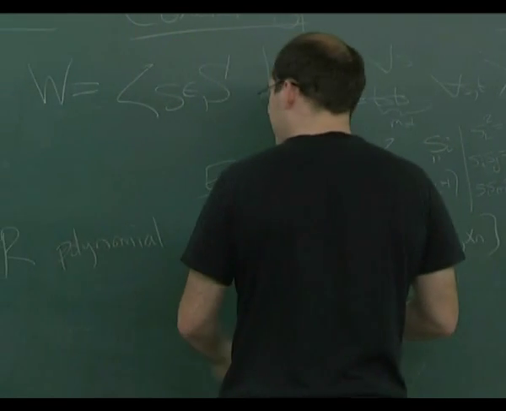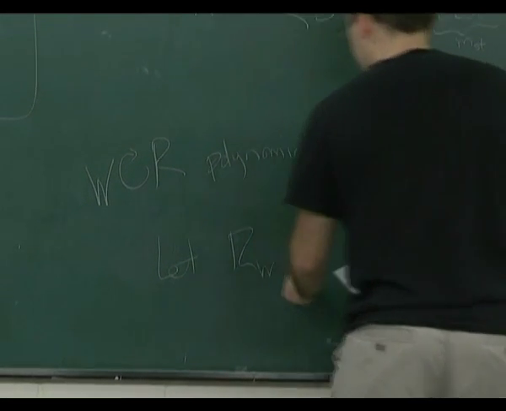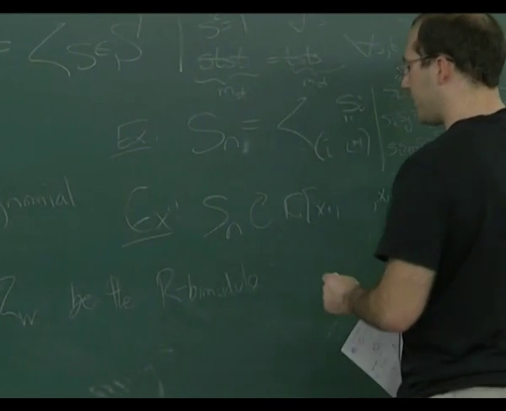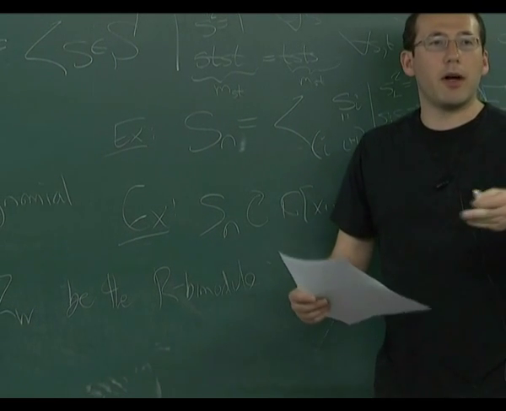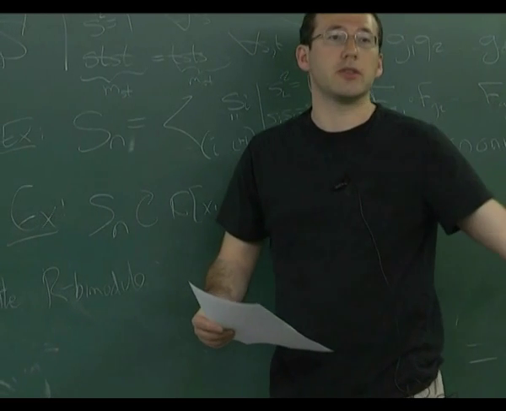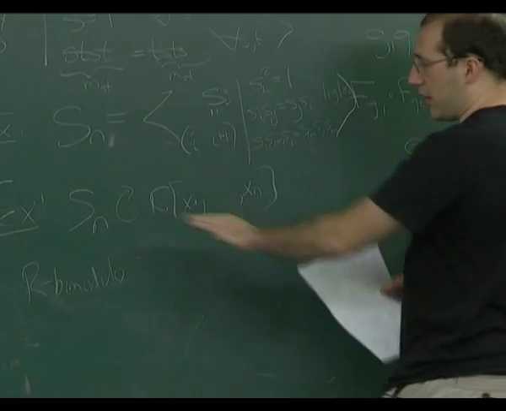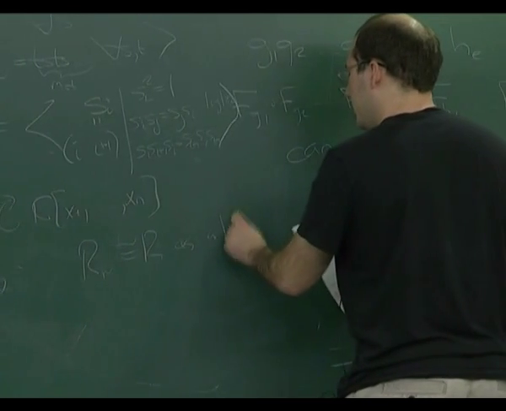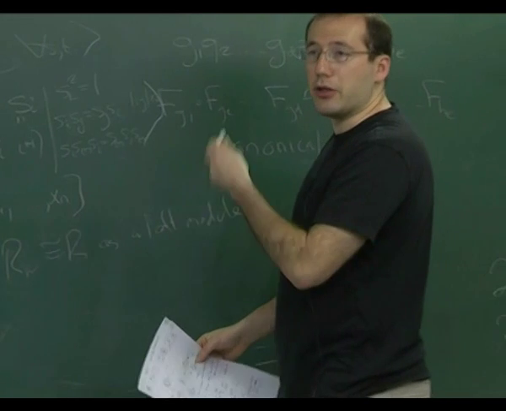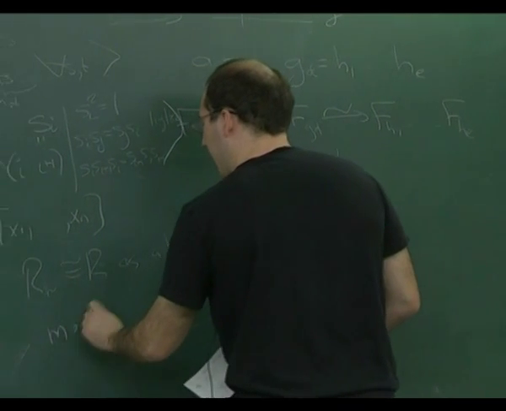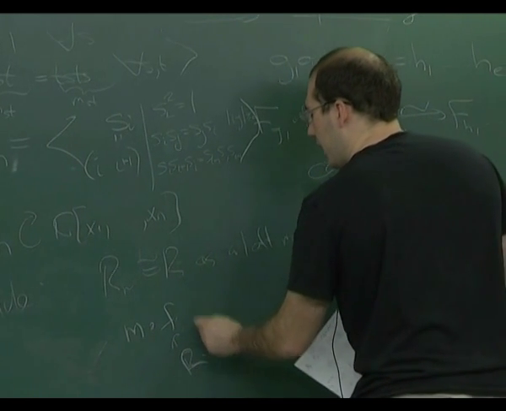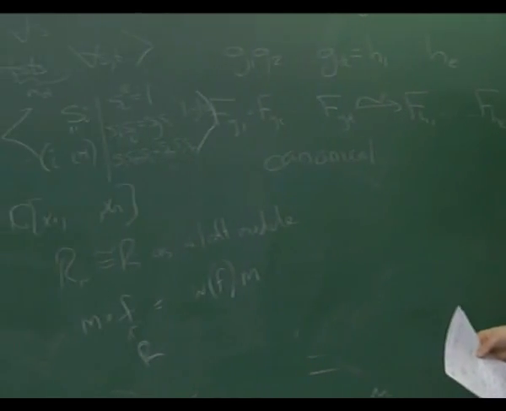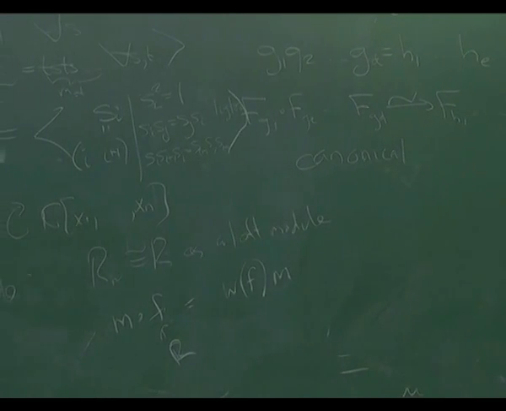And what you can do, given this, is let R_W be the R bimodule. Okay, so why an R bimodule? Tensoring with an R bimodule gives you a functor from R modules to R modules, so you can think of this thing as a functor as well. So let R_W be the R bimodule which is isomorphic to R as a left module. As a vector space, it's just polynomials, but you twist the right action by W. So m dot f, if f is a polynomial, is just wf times m. This thing is called a standard module in some contexts.